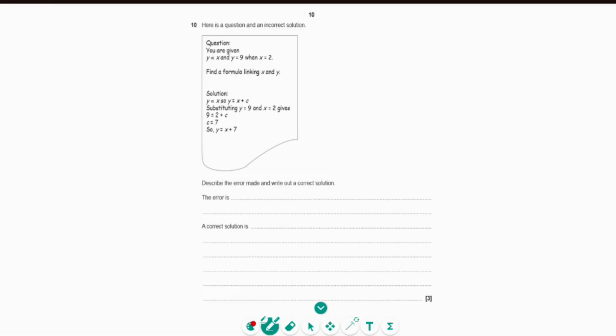Okay, we've got a question here. You are given y is proportional to x, y equals 9 when x equals 2. Find a formula linking x and y. So their solution is y is proportional to x, so y is equal to x plus c. Well, I can see a mistake there, because if y is proportional to x, y is equal to kx. I know they've used a c, but they haven't multiplied it, they've added it. So y equals x plus c should be kx, it doesn't really matter what letter you use.